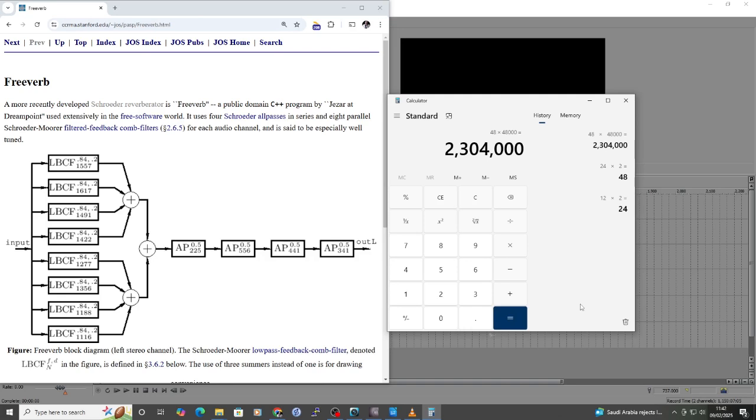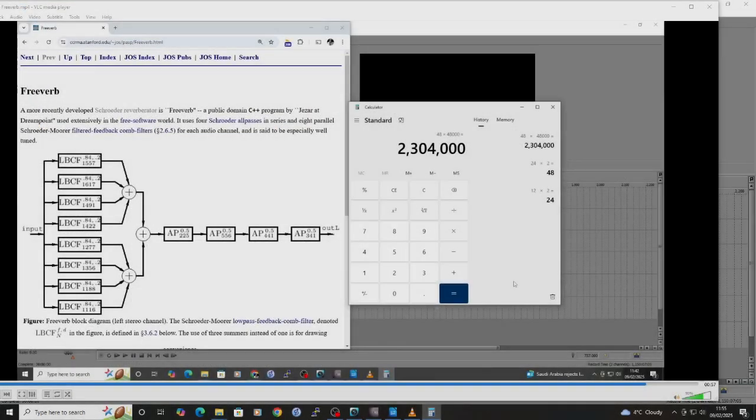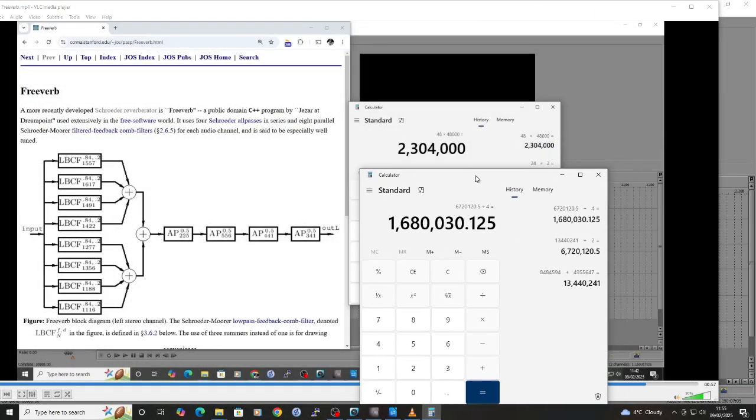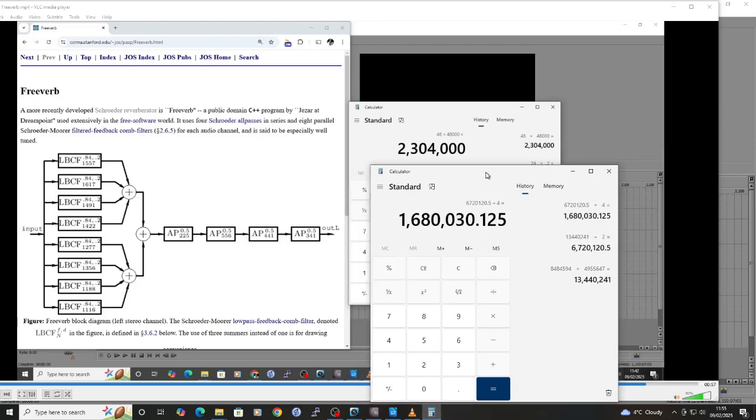And remember, we're not getting that many. So clearly it's not going to work. I need to read and write 2.3 million samples a second. I can only actually read and write 1.6. So my PSRAM isn't up to the job.